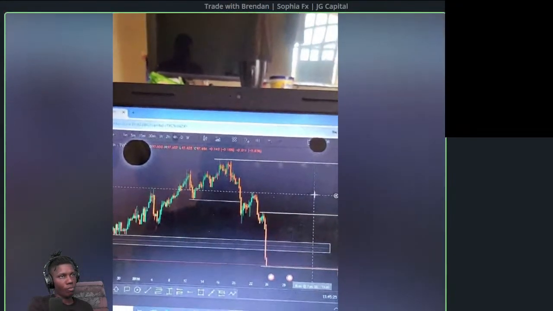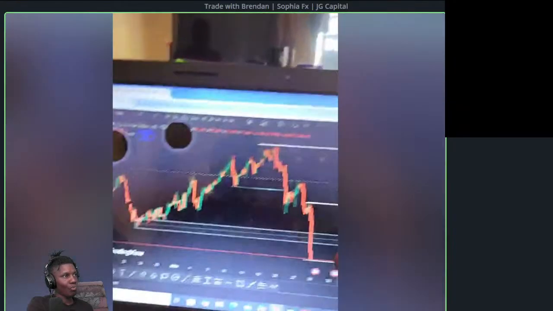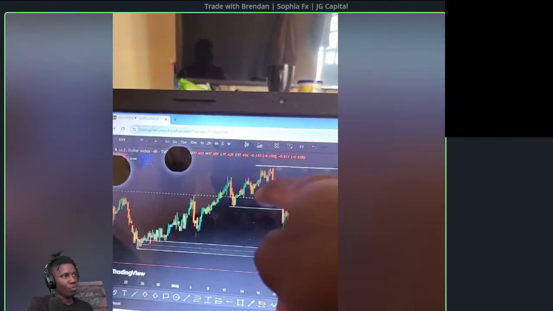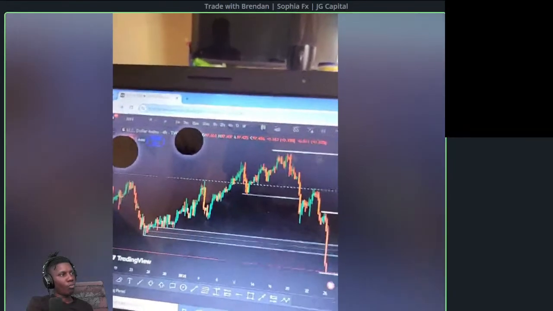It's okay. So mentor, for the same reason, I'm following the same approach I had last week. So we had a change of character. I don't expect a very deep retracement because of the momentum. That's why I'm looking at this zone.